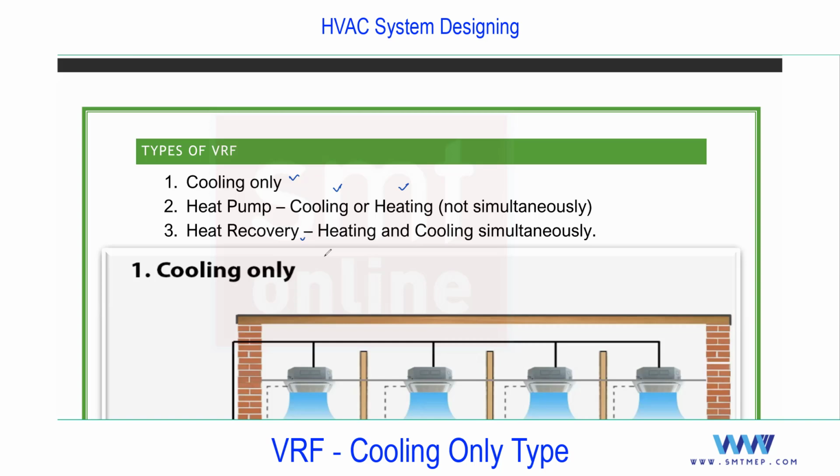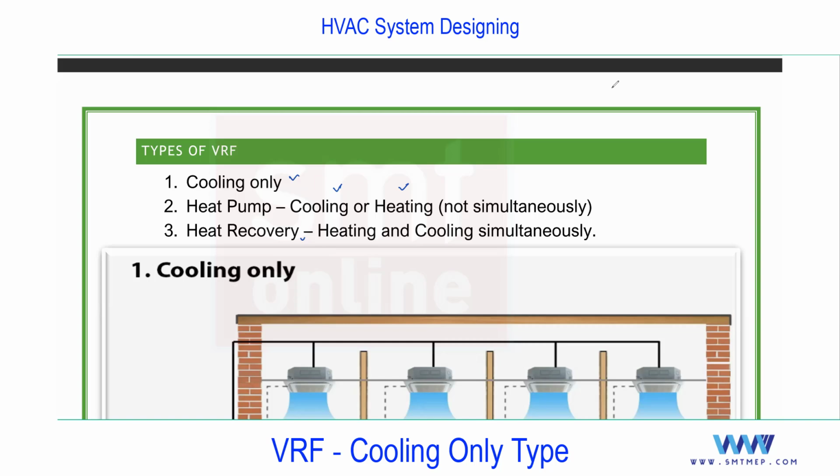Cooling only system you can understand easily. In heat pump you'll find a 4-way reversing valve, and in heat recovery, the advanced type, you'll find 3 pipes. You see, point 1 and point 2, cooling only and heat pump, are 2-pipe systems, and the heat recovery is a 3-pipe system. We'll discuss in detail.